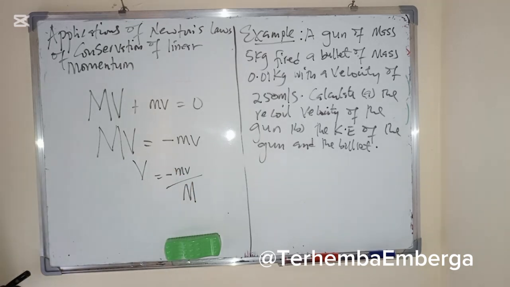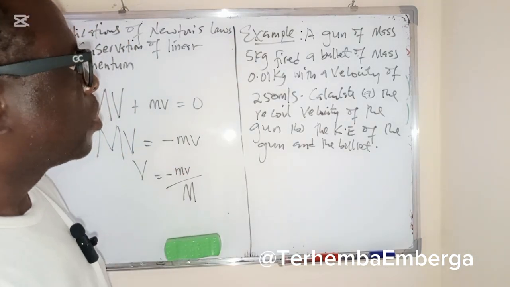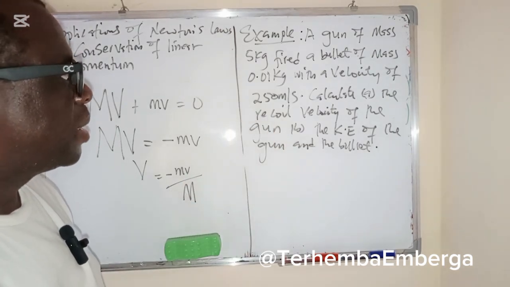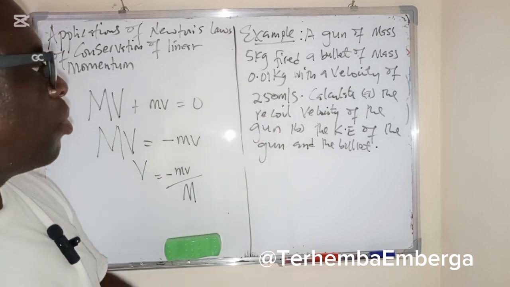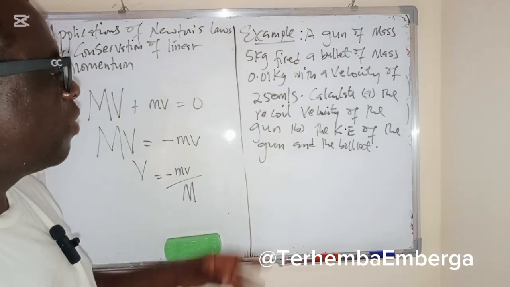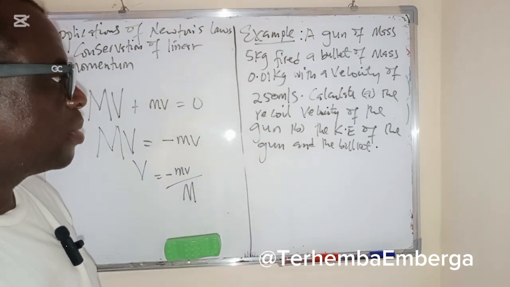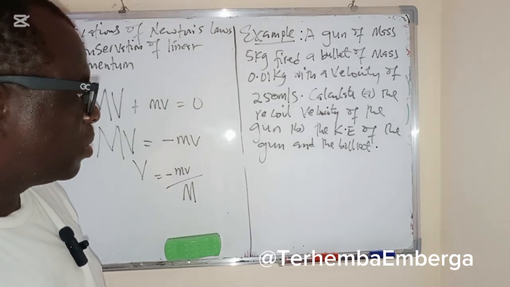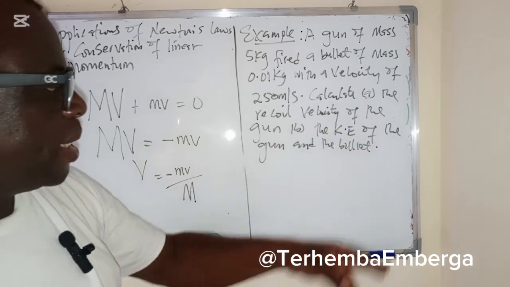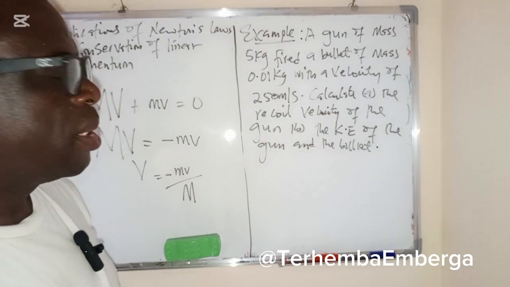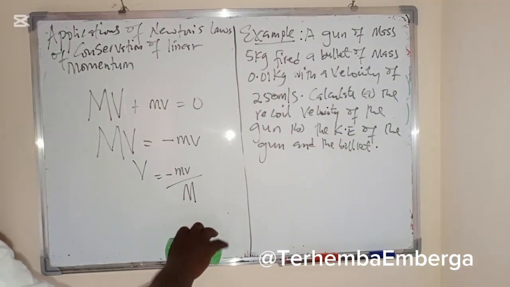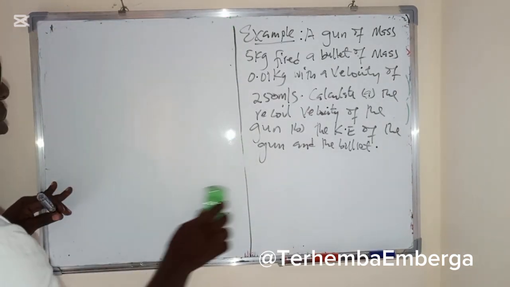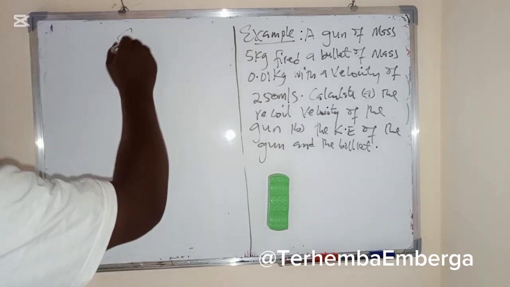So we have a problem here to solve. A gun of mass 5 kg fired a bullet of mass 0.01 kg with a velocity of 250 meters per second. Calculate A, the recoil velocity of the gun, B, the kinetic energy of the gun and the bullet. So let's appeal to this formula to solve this problem.